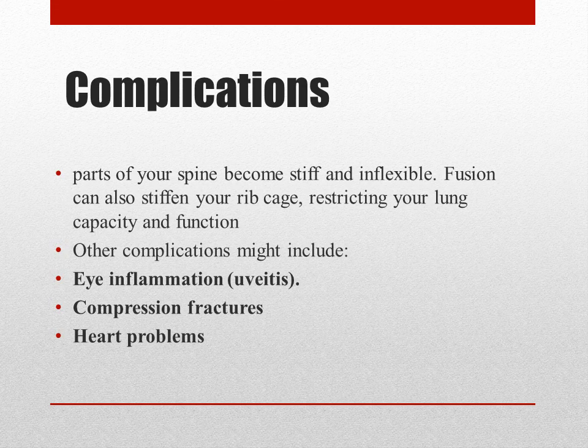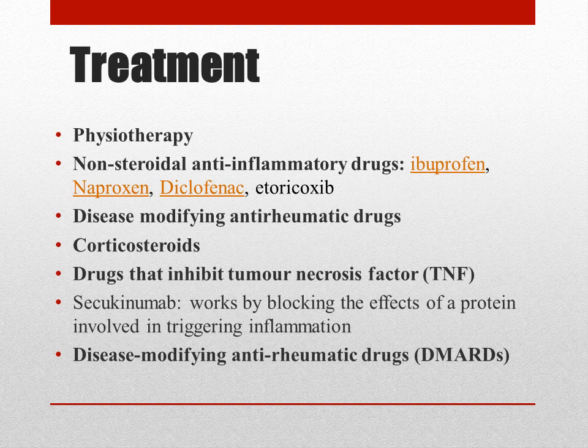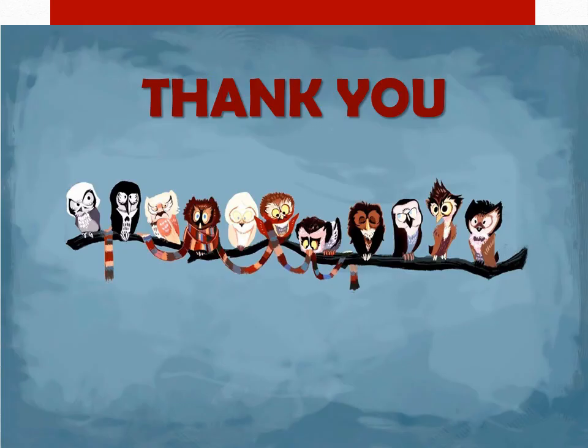And then the complications such as inflammation of the eyes, tear glands, compression fractures, heart problems, and respiratory tract infections will occur. The treatment given is physiotherapy, steroids to reduce the inflammation, and painkillers. So this is how we find out about ankylosing spondylitis. If you have a doubt, you can ask me. Thank you for watching this video.